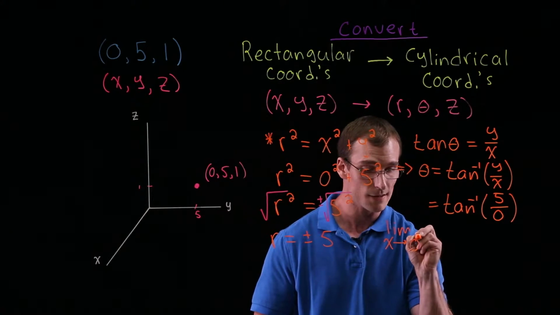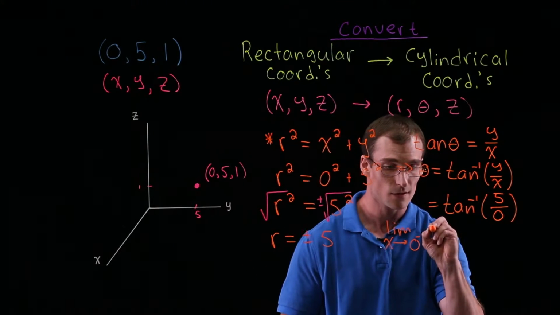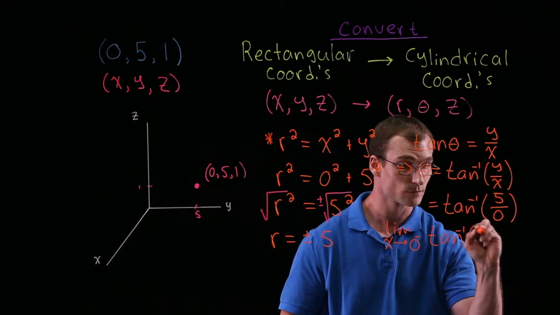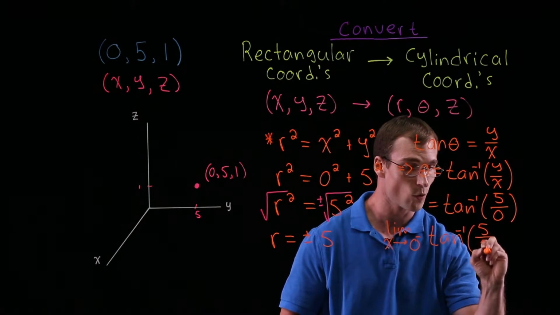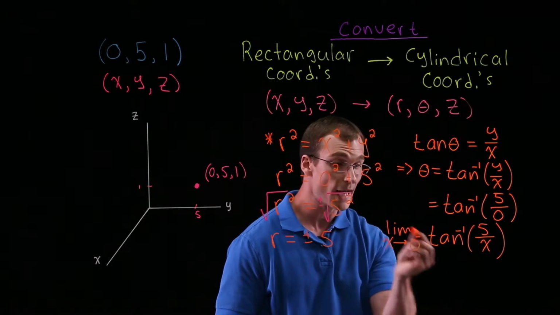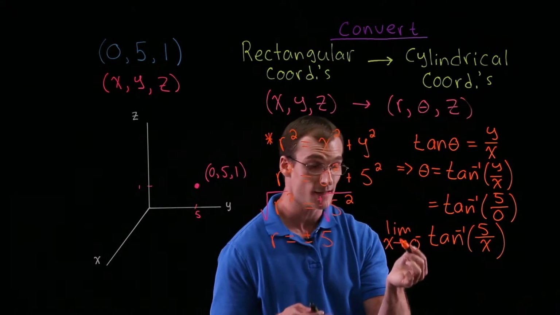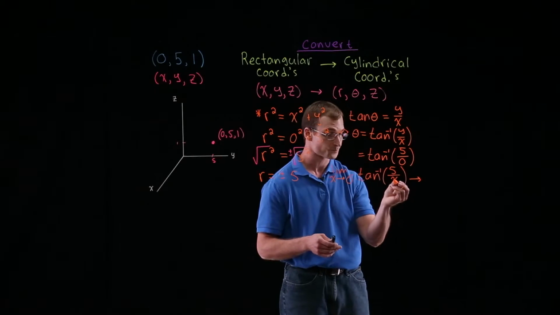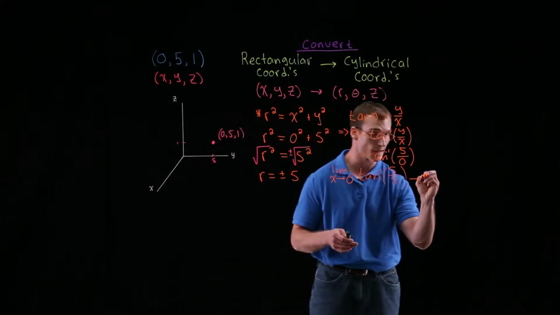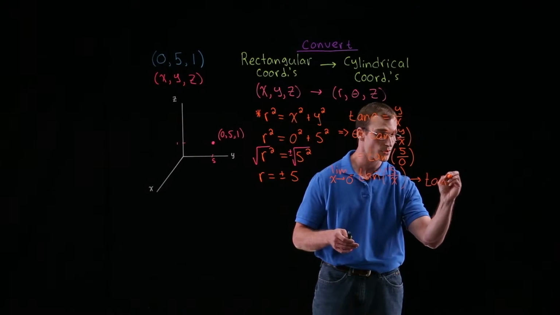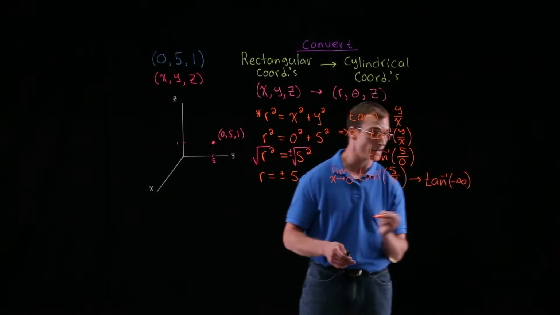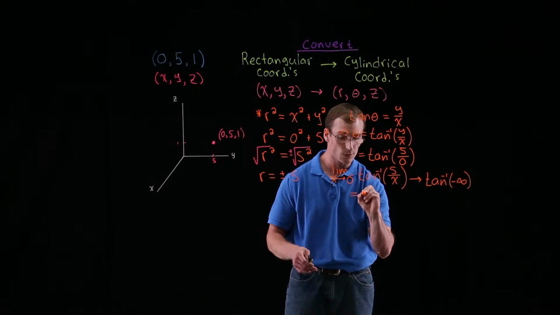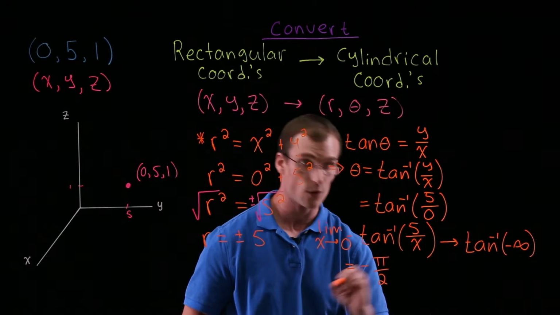We'll take this from the two sides. X approaches 0 from the left of tangent inverse of 5, which we know is y, over x. X approaching 0 from the left means x is negative, and it's approaching 0 in the denominator with a constant on top. This essentially is approaching tangent inverse of negative infinity. And that we know from the graph of tangent inverse is equal to negative pi over 2.